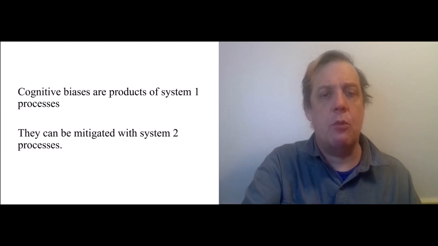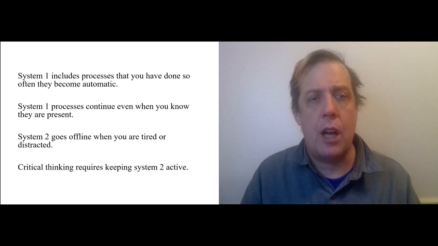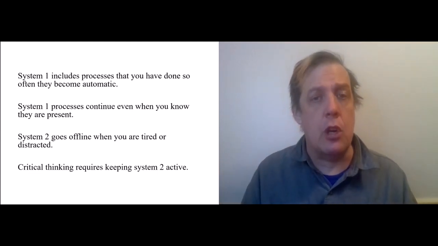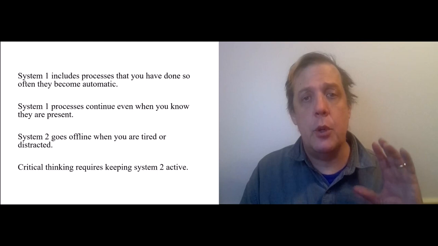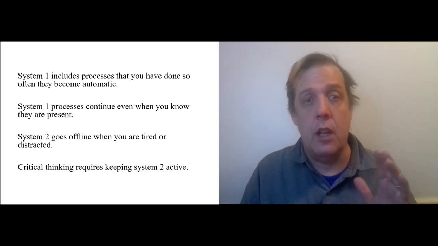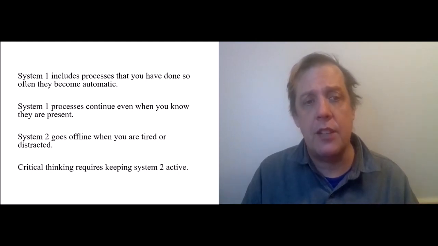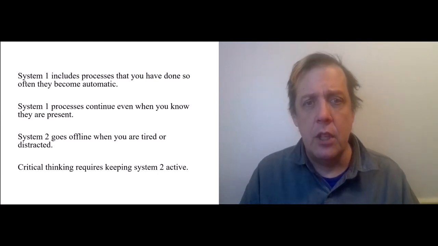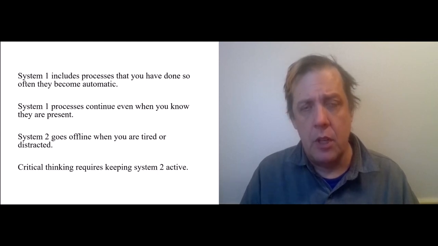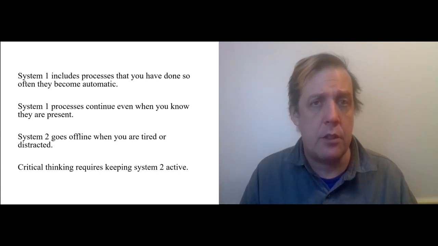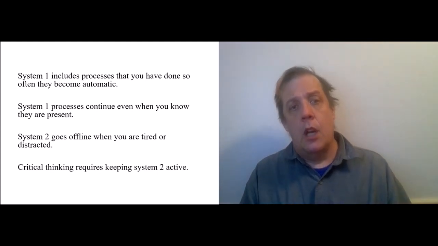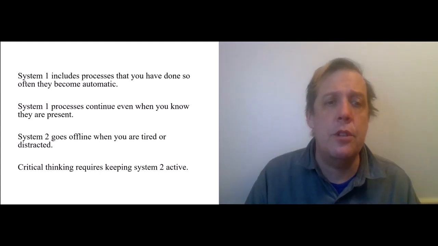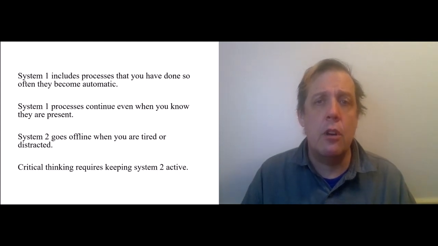So a few more words about System 1 and System 2. I already mentioned that System 1 includes things that can be learned, right? So if you drive a car, for instance, you hear a siren, you slow down, right? You look around for the siren. That is a learned System 1 process. Another thing about System 1 processes is that they continue even when you know they are present. It's actually hard to discipline yourself not to do a System 1 process, like look when you hear a noise. On the other hand, System 2, because it requires effort, goes offline all the time.